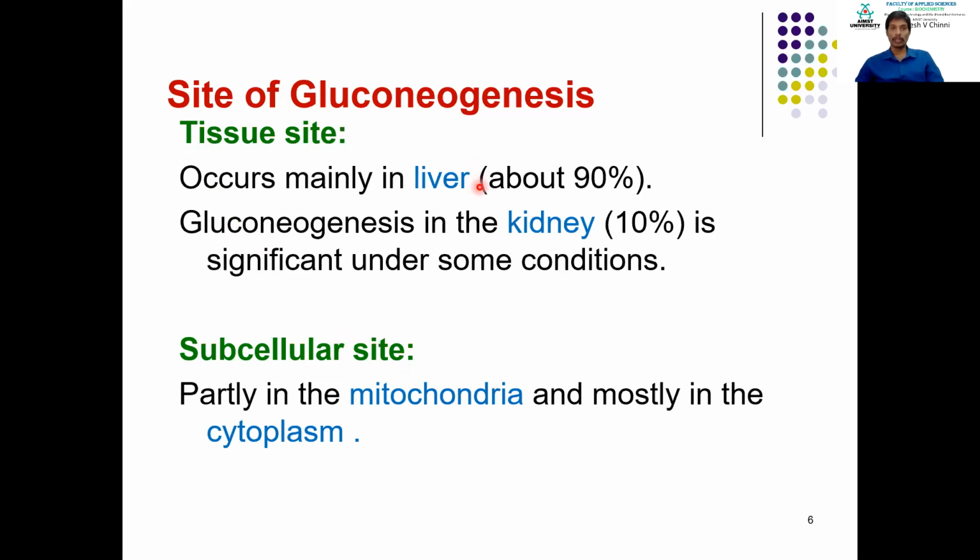And where does gluconeogenesis occur? We have seen glycolysis, right? Glycolysis occurs in all parts of the body, every cell plays a role, though liver cells play more. And subcellularly, all glycolysis reactions are in the cytoplasm. But gluconeogenesis occurs mainly in the liver and kidney only. 90% of the gluconeogenesis is in the liver, and the remaining 10% is in the kidney. Subcellularly, a few reactions are in mitochondria, and mostly in the cytoplasm.